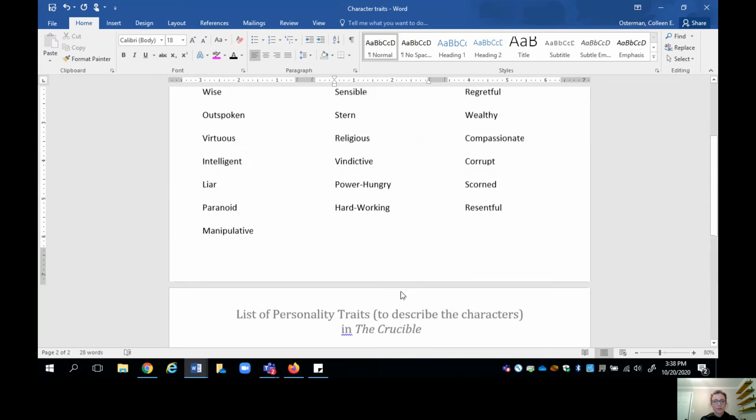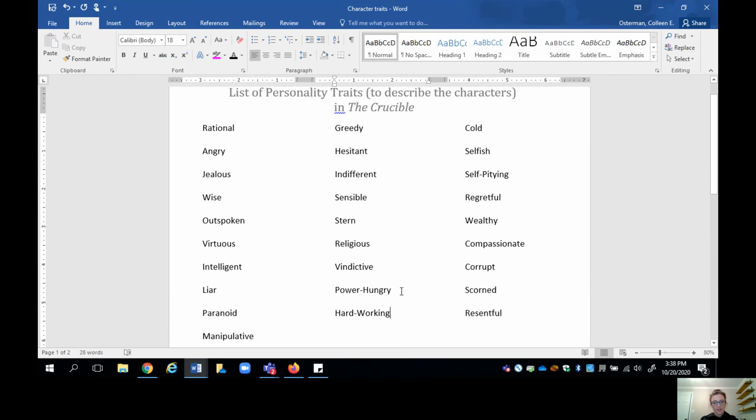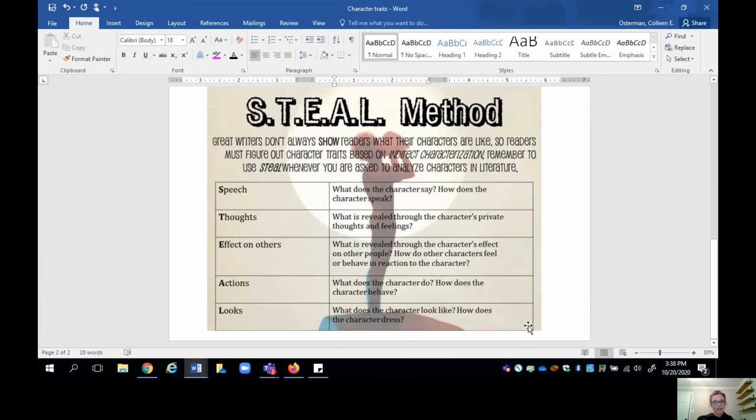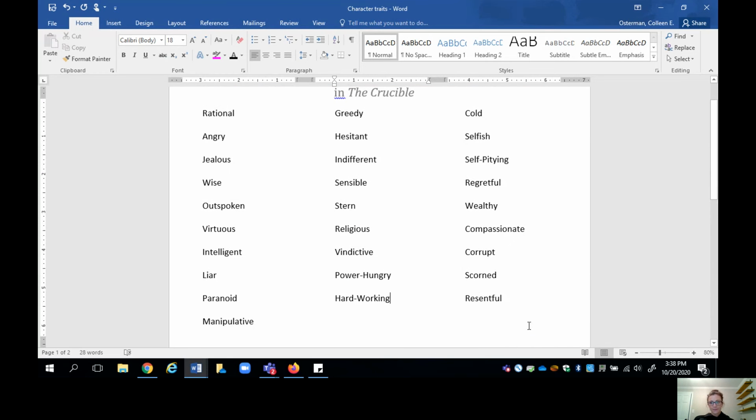The next thing I'd like you to take a picture of is this list of words. This is just a general list of adjectives that my students and I have come up with, and these cover many of the characters in The Crucible. This is a working list, so I'm sure you and your teachers will add to it, and we will as well. So please take a quick picture of this. These 2 images will help you throughout the play as we really focus on characterization and character development.